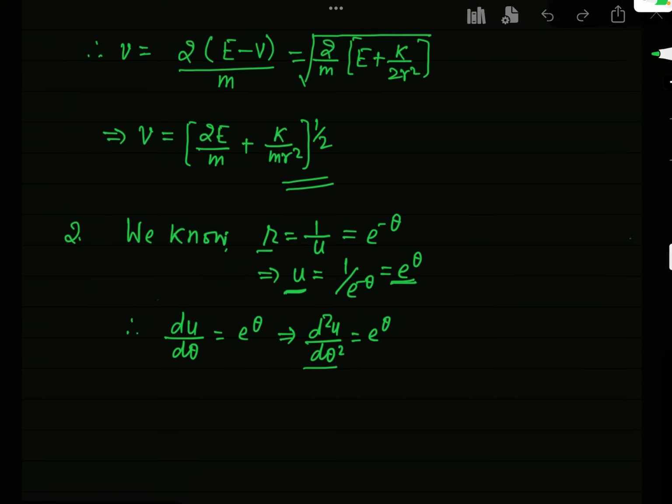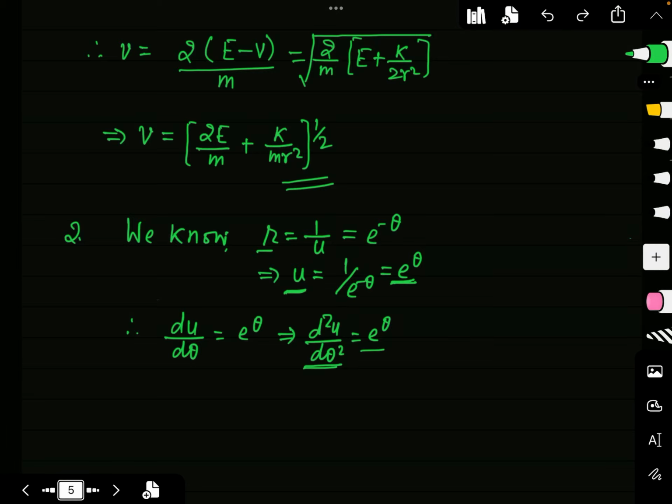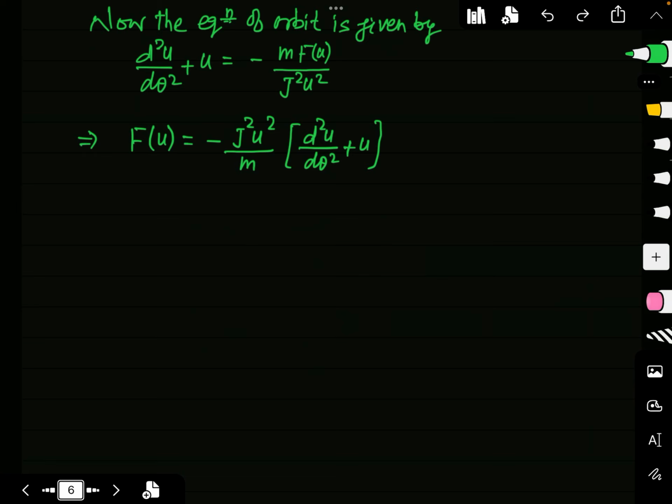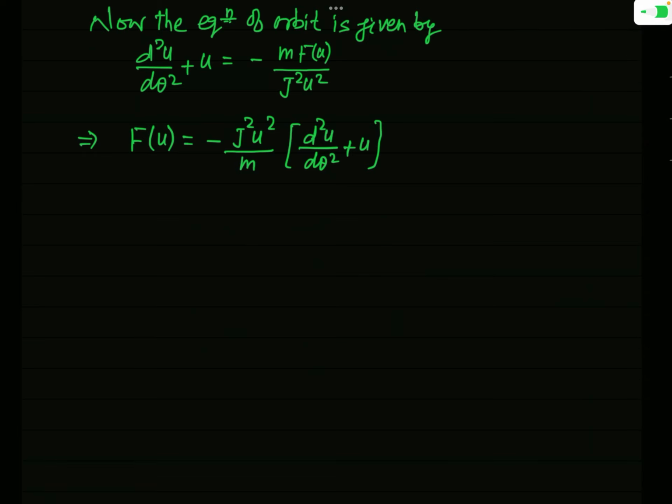Sorry. So now let us see that u is equal to e to the power theta, and d2u d theta square is also equal to e to the power theta. Okay. So let us substitute these two values in this equation here. You can see this will be minus j square u square over m times, as d2u d theta square you have seen this is e to the power theta, and u is also e to the power theta. Okay.